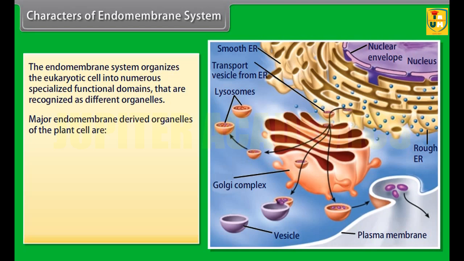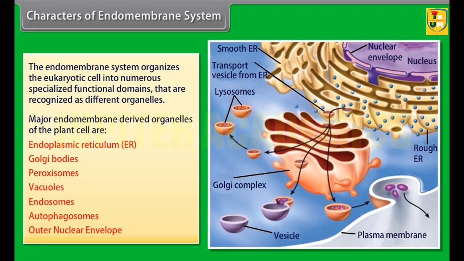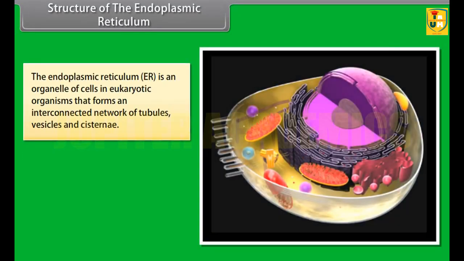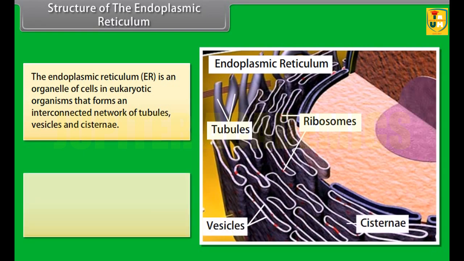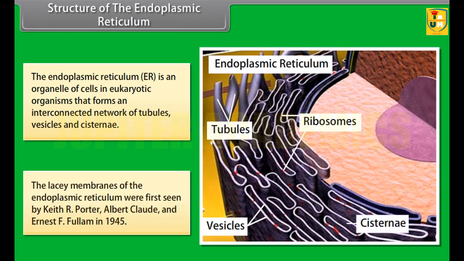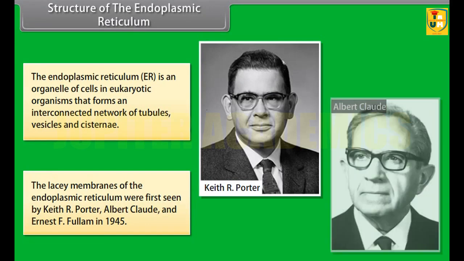Major endomembrane-derived organelles of the plant cell are endoplasmic reticulum, Golgi bodies, peroxisomes, vacuoles, endosomes, autophagosomes, and the outer nuclear envelope. Structure of the endoplasmic reticulum. The endoplasmic reticulum, ER, is an organelle of cells in eukaryotic organisms that forms an interconnected network of tubules, vesicles, and cisternae. The lacy membranes of the endoplasmic reticulum were first seen by Keith R. Porter, Albert Claude, and Ernest F. Fullam in 1945.